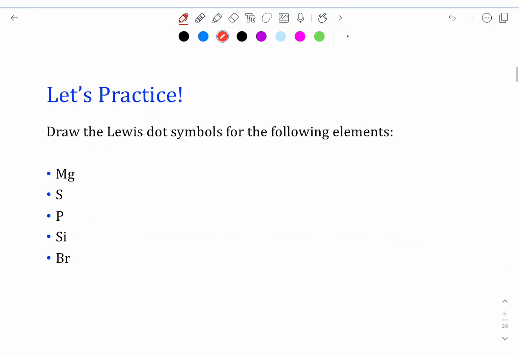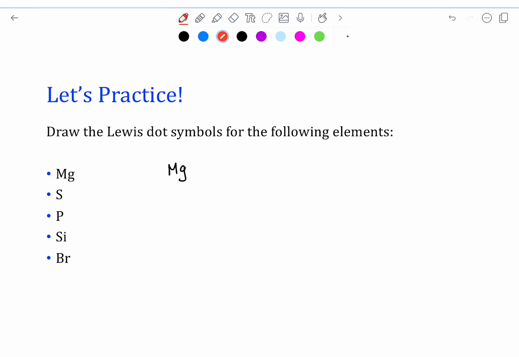So let's do some practice. Let's draw the Lewis dot symbols for the following elements. We have magnesium, Mg, sulfur, S, phosphorus, P, silicon, Si, and bromine, Br. So let's start from the beginning. Mg, magnesium, and I'm going to draw my electrons in red.